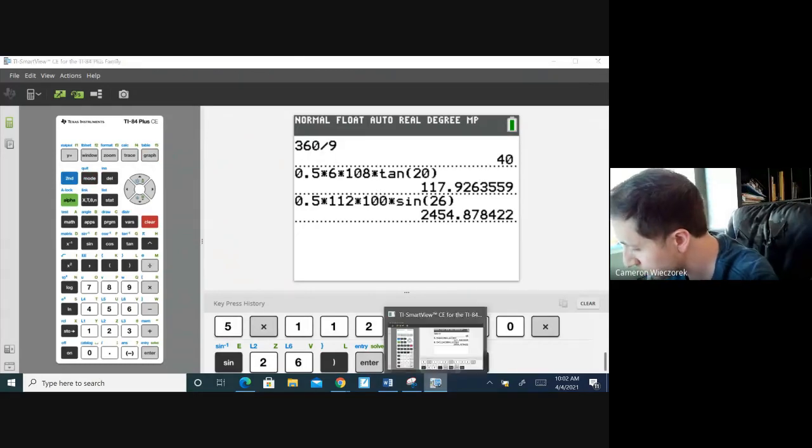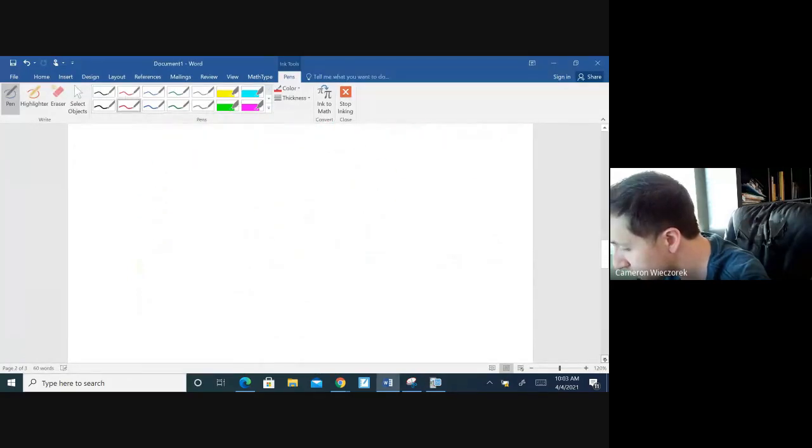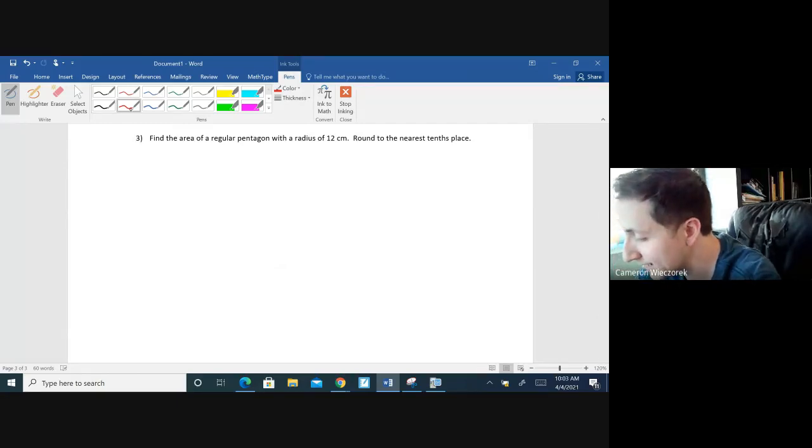Okay. All right, so that covers problem 2. If you got problem 3 correct, no need to watch. If you missed problem 3, take a look. Find the area of a regular pentagon.